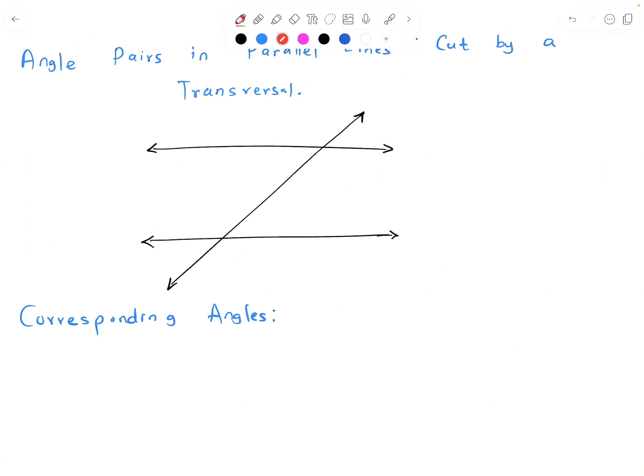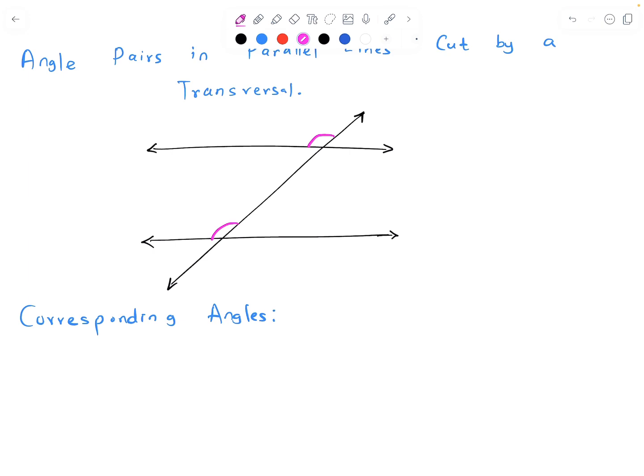In summary, if you don't like all the words I use and you're confused, remember this. If they say corresponding, one of the angles would be inside and one would be outside. If I say an angle is inside, it means an interior angle. If I say an angle is outside, it means an exterior angle. For example, this angle right here, which is outside, corresponds to this angle, which is inside.